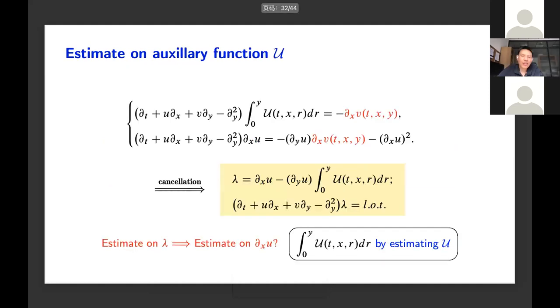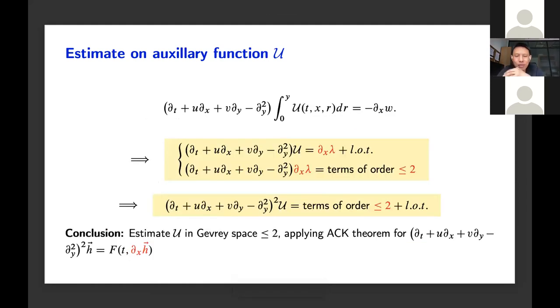Okay, let's come back to our problems. This is cancellation. This is an auxiliary function, and of course we have a good estimate from lambda. So we want to derive the estimate of dxu. Once we have an estimate on u, everything is fine.